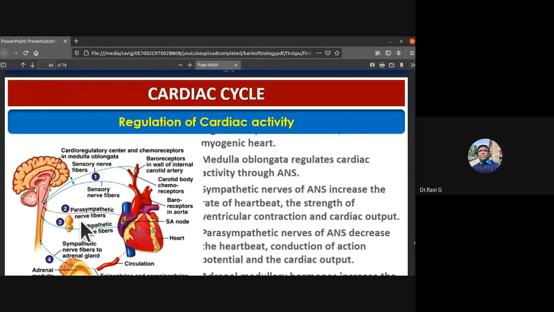The sympathetic nerve fibers of the autonomous nervous system increase the rate of heartbeat, the strength of ventricular contraction and cardiac output. Whereas the parasympathetic nerves of the autonomous nervous system decrease the heartbeat, the conduction of action potential, and the cardiac output. So they decrease the heartbeat, decrease the conduction of action potential, and decrease the cardiac output, whereas the sympathetic nerve fibers increase the rate of heartbeat, the strength of ventricular contraction, and cardiac output.